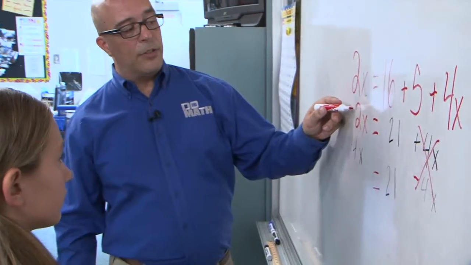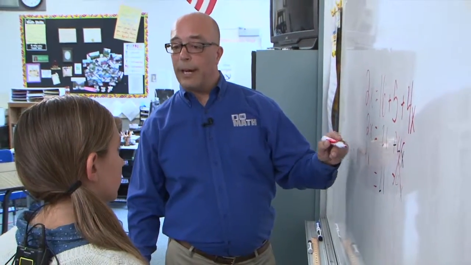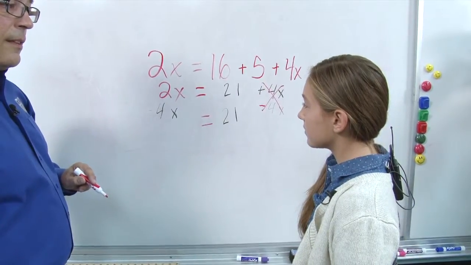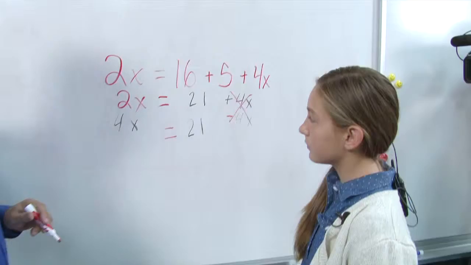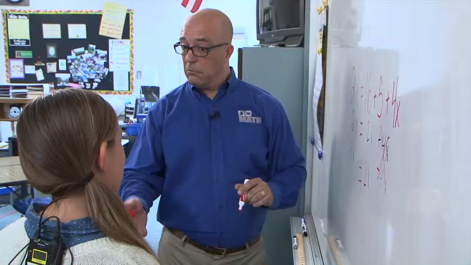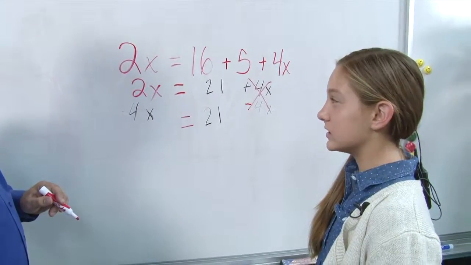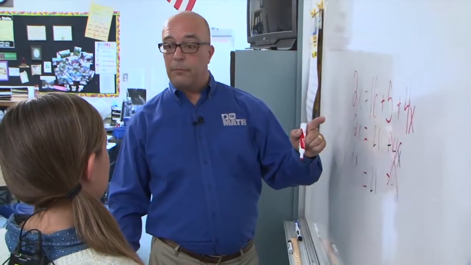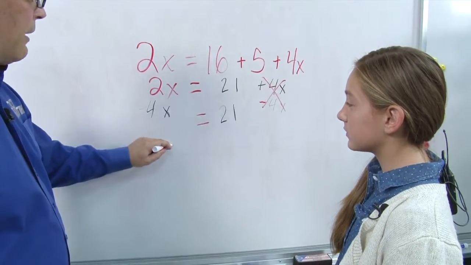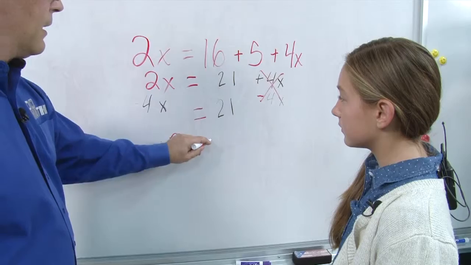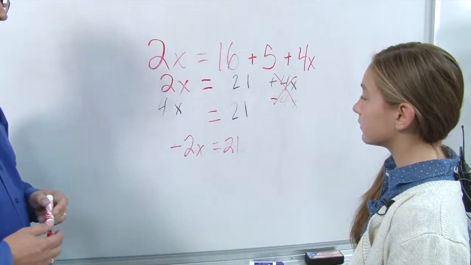And what's 2x minus 4x? Forget about the x's. What's 2 minus 4? That would be in the negatives. Would that be -6? No, it would be -2. Perfect, because if they were both negatives, it would be. So here you have -2x is equal to 21.